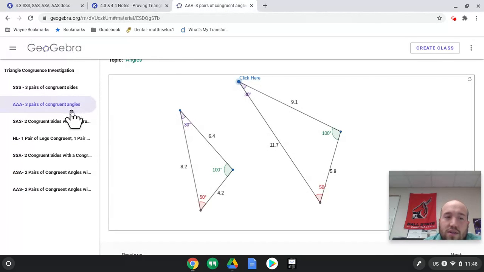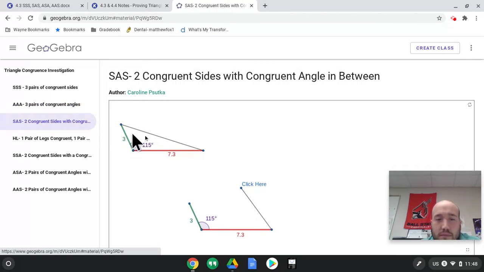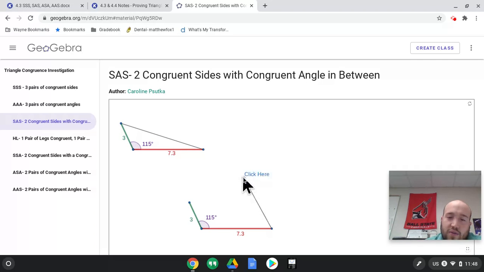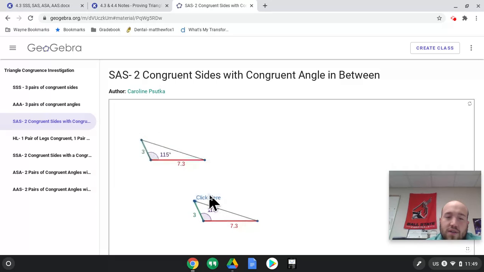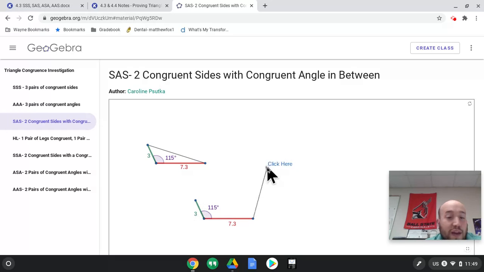Once again, let me show you an example. Side, angle, side. If we know that we have sides of 3 and 7.3 with an angle of 115 in between, I can move this around wherever I want. The only way that can form a triangle, so if I go right, this, it's not a triangle. The only way it can form a triangle is if it is the exact same triangle, if it's congruent. So those 2 would be congruent. If we have a triangle and we know that 2 sides are congruent with the angle in between also congruent, then they have to be congruent. So that's side, angle, side.